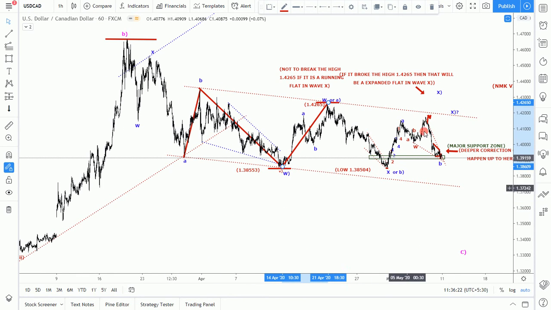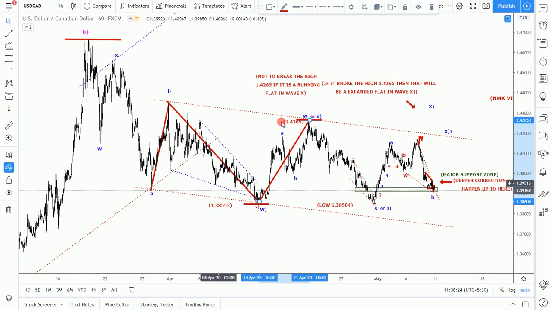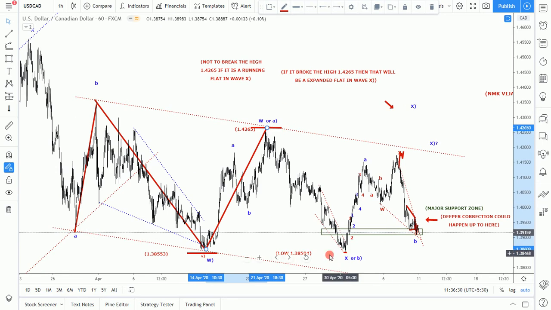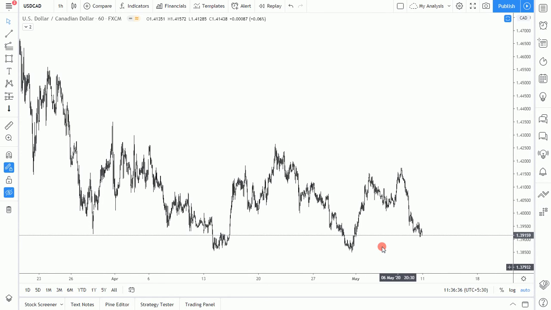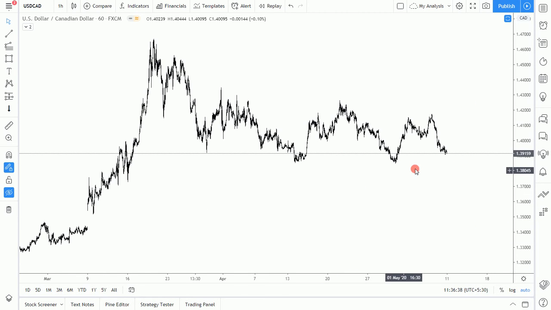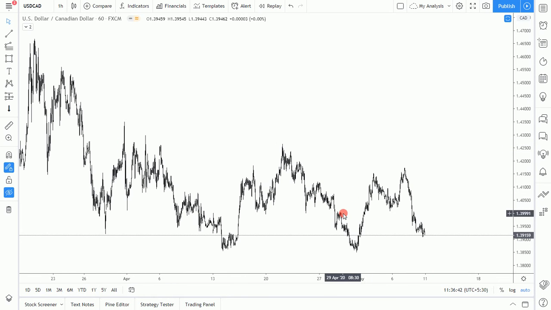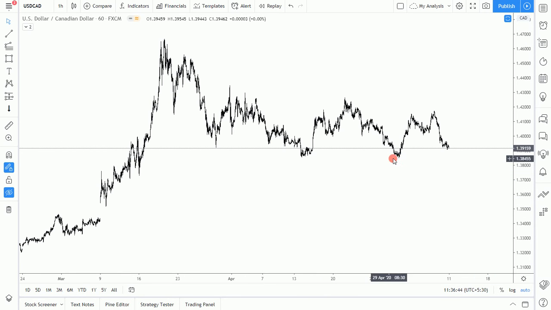What I have to do is, if it breaks, only then am I talking about that. If it breaks, I will hide this. I need to look for what kind of structure is happening if it breaks here. So right now I'm just sticking to this wave count. Only if it breaks this low, then that could be anything else. I need to find out what kind of pattern that is. So let's move on to USD CHF.